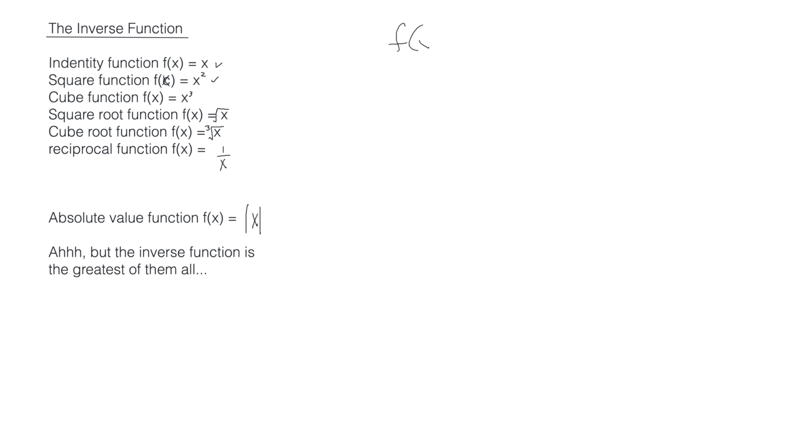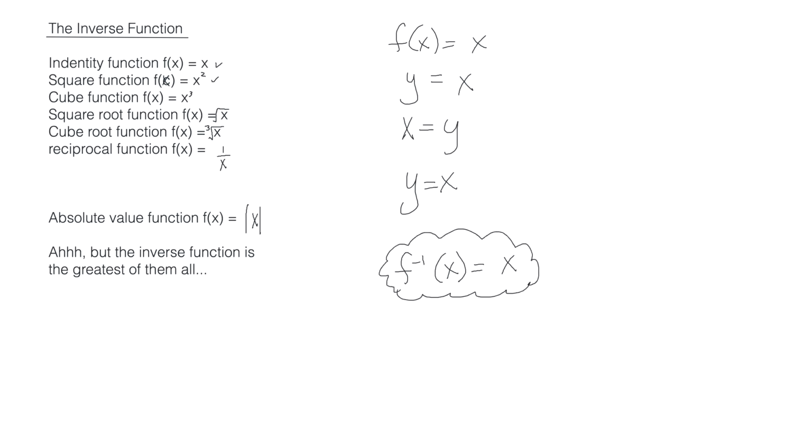So f of x equals x. I substitute my y equals for f of x. And switch positions with my x and y. And then I solve for y. What the heck? No, I didn't do anything. Okay. So y equals x, that's the same thing. So my inverse function is the same thing. Because there's nothing to really do with the x, it's just the x.